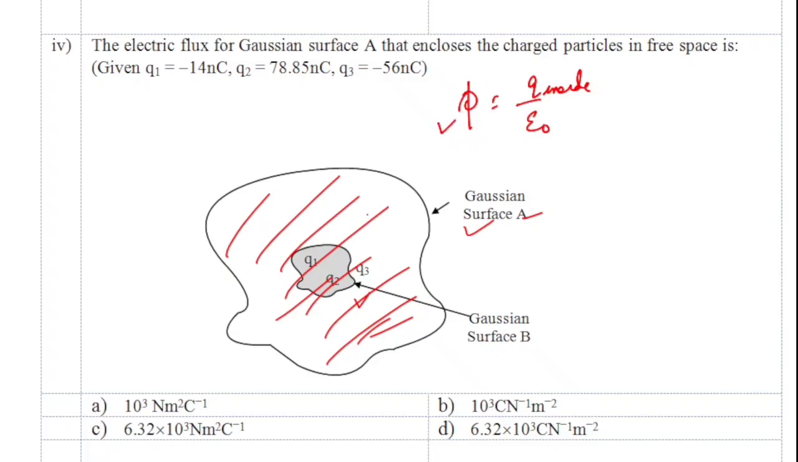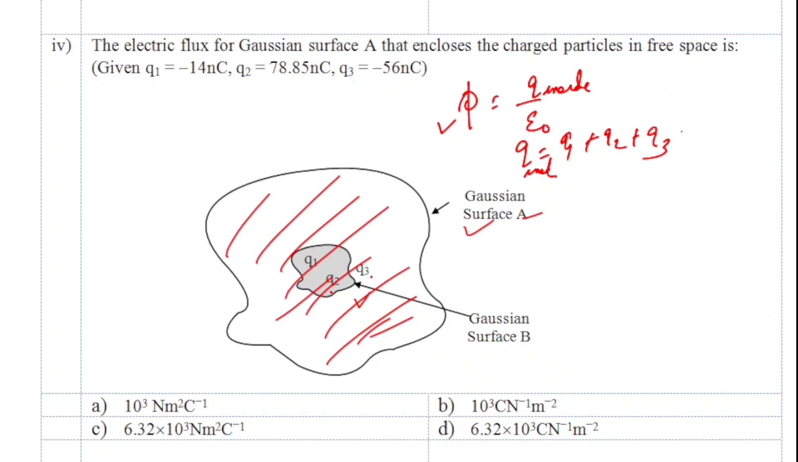So what is total charge inside this Gaussian surface A? Q1, Q2 and Q3. Total charge is what? Q1 plus Q2 plus Q3. This is total charge Q inside, and its value is given here. Q1 is minus 14 nanocoulomb, Q2 is 78.85 nanocoulomb, and Q3 is minus 56 nanocoulomb. Nano means 10 to the power minus 9.